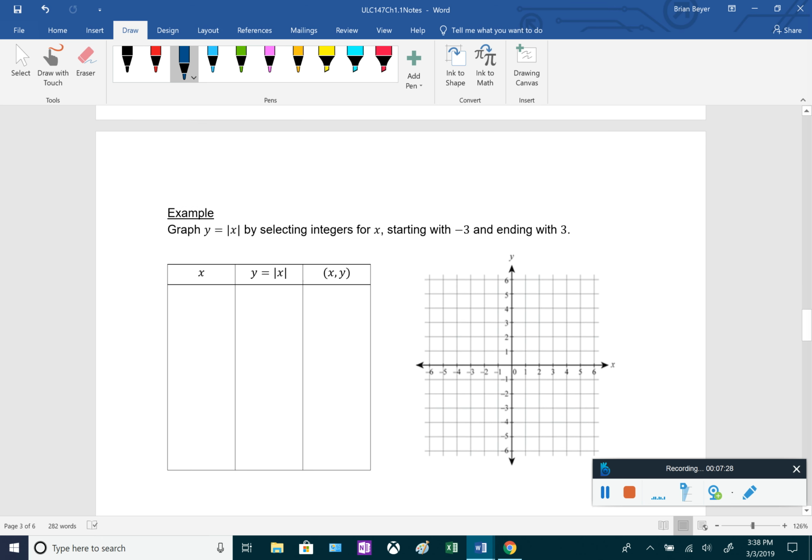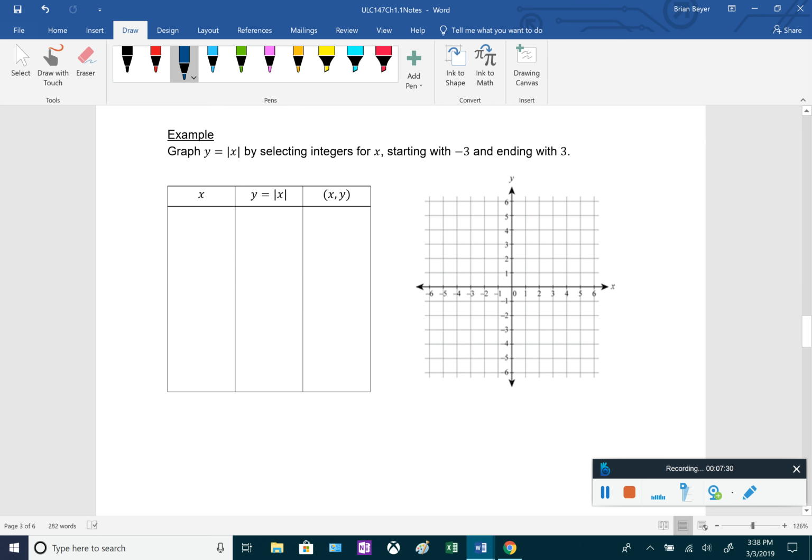So let's do another one. Let's graph y equals the absolute value of x by selecting integers for x, -3 to 3. So once again, we're using -3, -2, -1, 0, 1, 2, and 3. Let's find all of their corresponding y values and have an xy coordinate for each one. So for the first one, the absolute value of -3 is +3. That gives us the xy coordinate -3, 3.